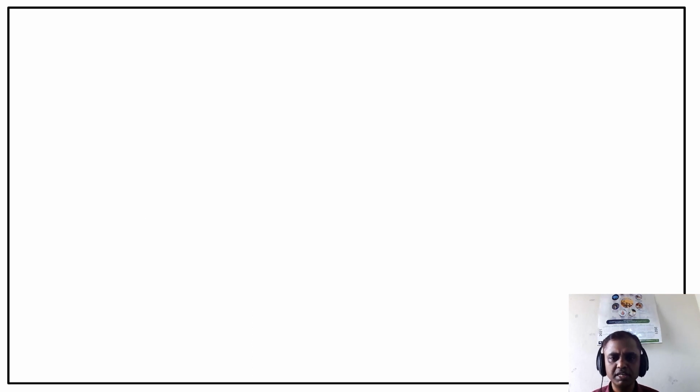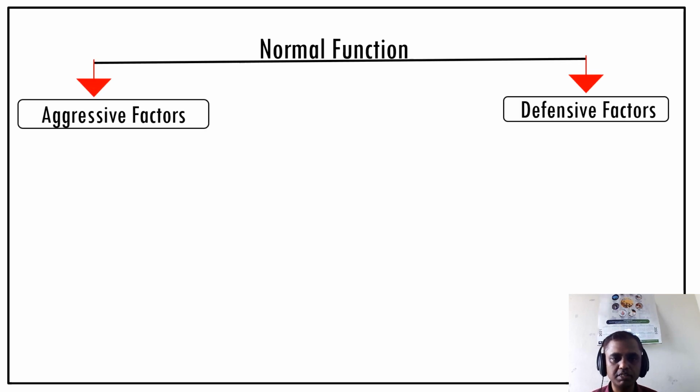So let us study the normal gastrointestinal tract, which consists of two factors: one is the aggressive factor and the other is the defensive factor. The equilibrium between the aggressive factor and defensive factor determines whether disease is produced.